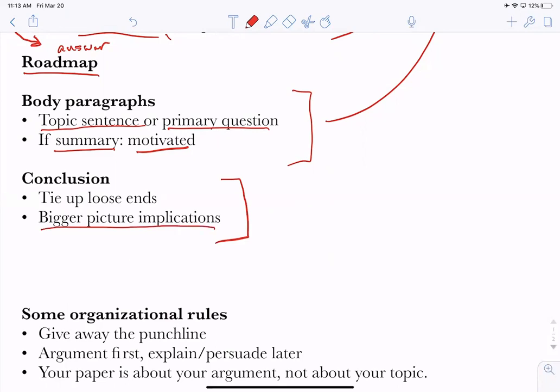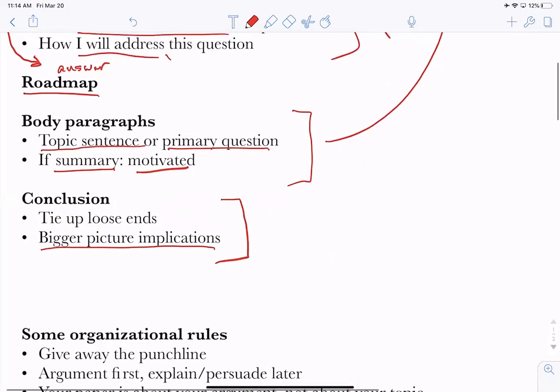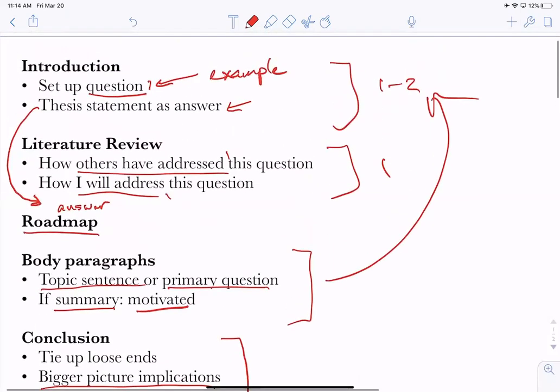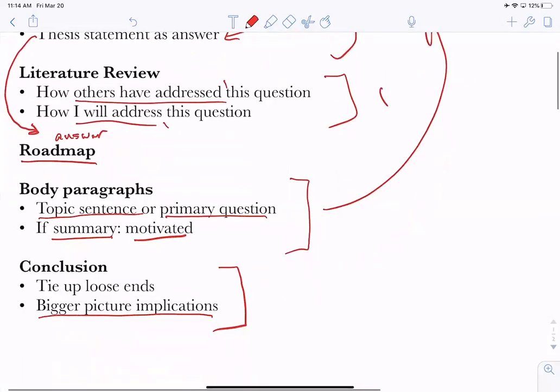So if your topic can be connected to some sort of bigger topic, that would be really helpful to talk about there. And it also helps shore up the motive for your thesis statement. Remember, in the thesis statement lecture, we talked about motivation and having a so what. If you have some bigger picture implications, that can be a good way of shoring that up.